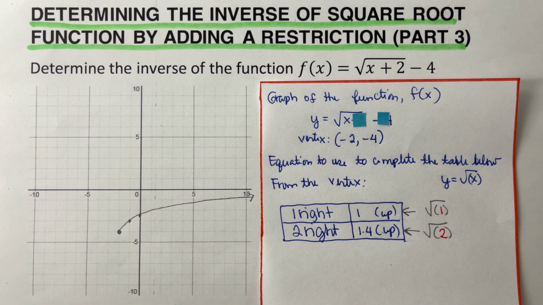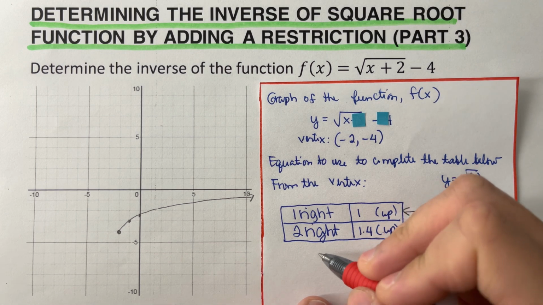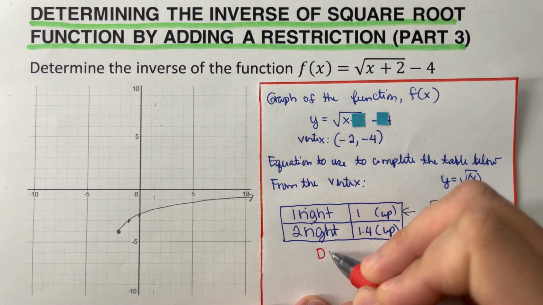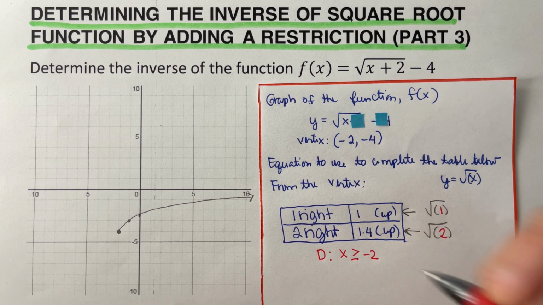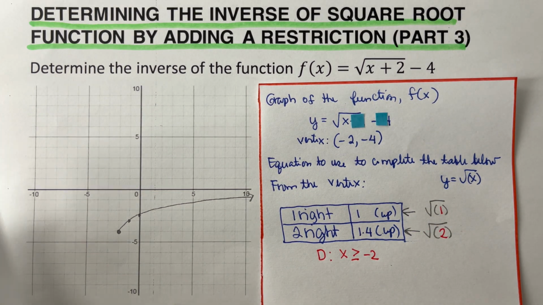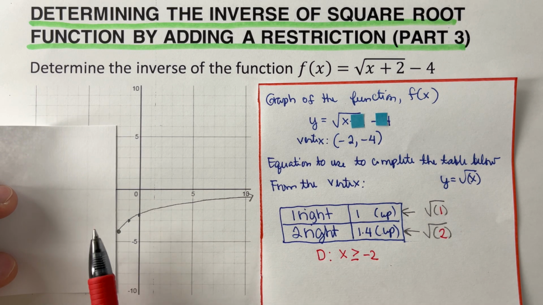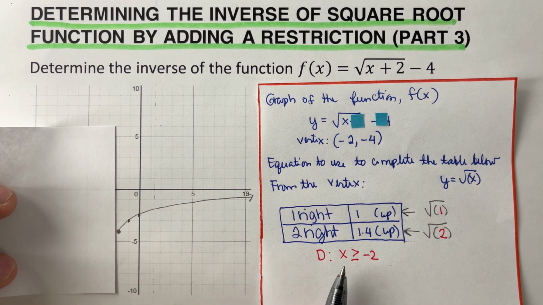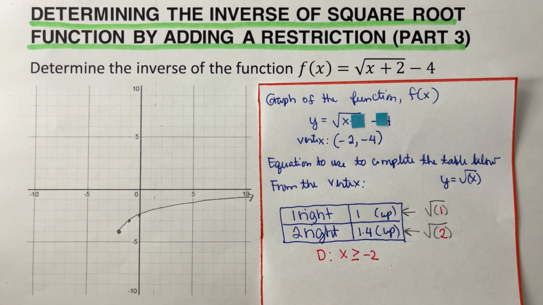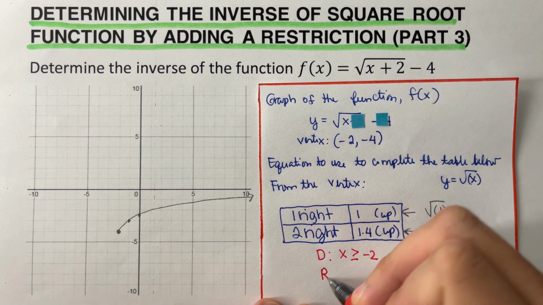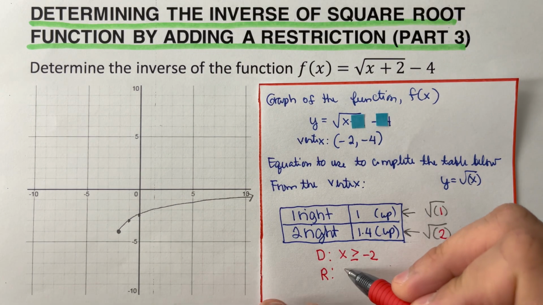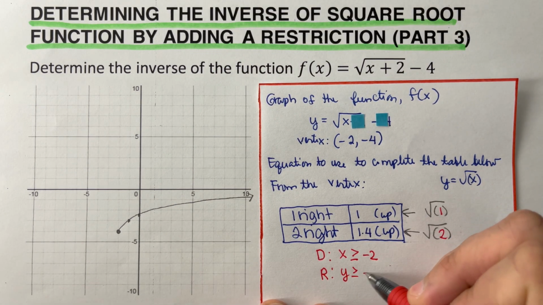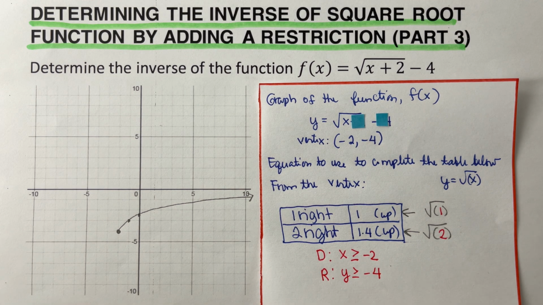Now we are going to determine the domain and the range for this graph. So first, the domain for this would be x is greater than or equal to negative 2. That means starting from negative 2 on the x-axis all the way to the right side. So that is x greater than or equal to negative 2. For the range here, that would start from negative 4 going up. So that would be y is greater than or equal to negative 4. And so we can change the color for this.